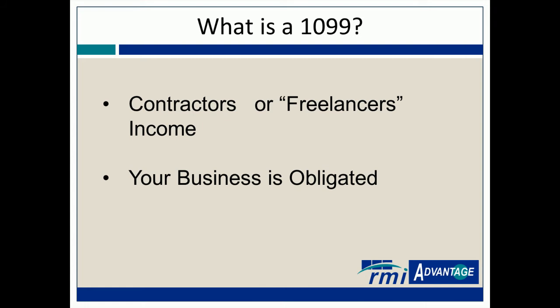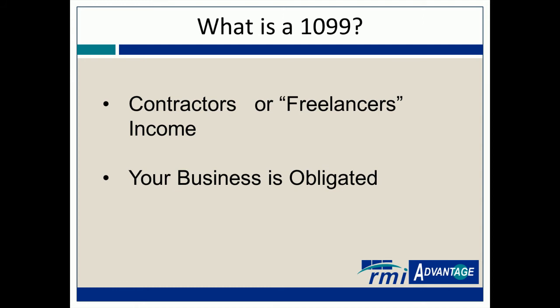1099 forms are used for a number of reasons, though typically they're given to individual contractors, also known as freelancers. This is to record the income that they received from your organization. Since the person receiving the 1099 is not an employee of your business, the business is obligated to provide this income information to the contractor in the form of a 1099.